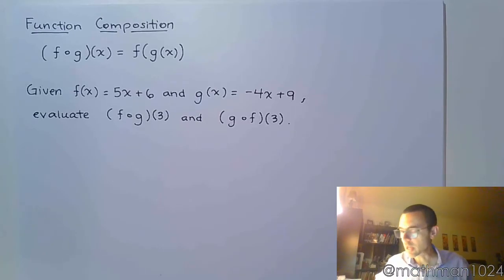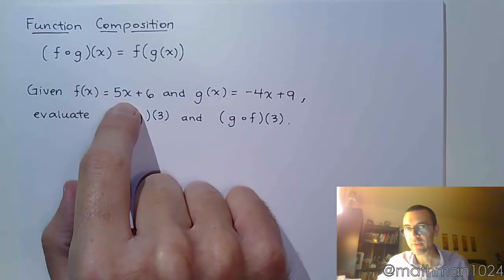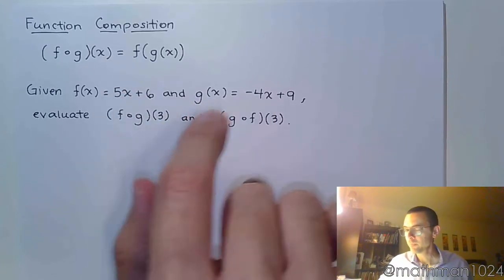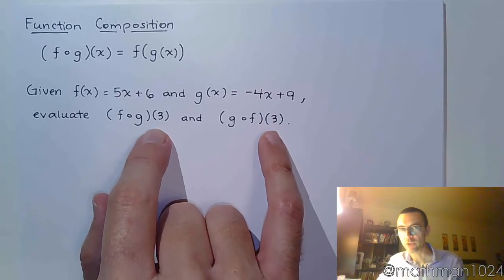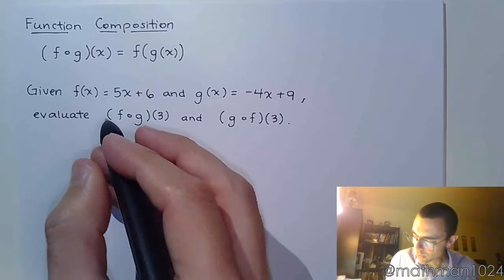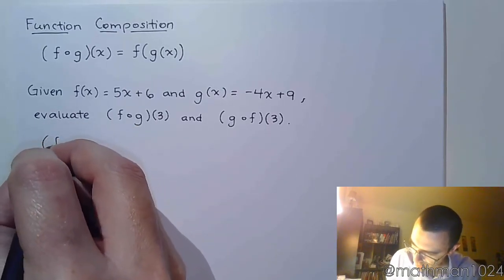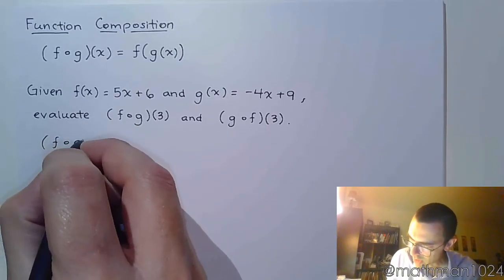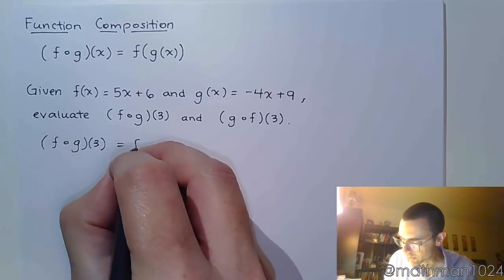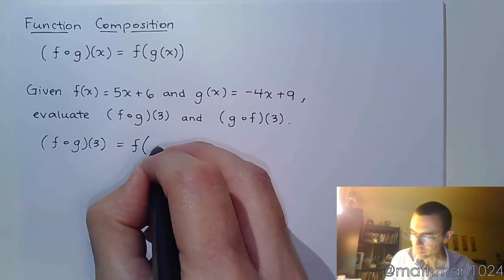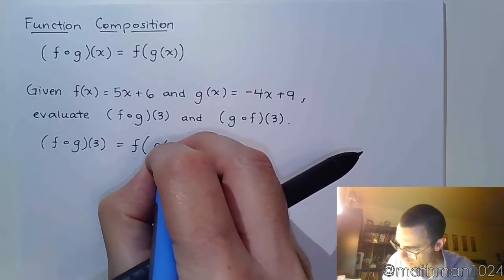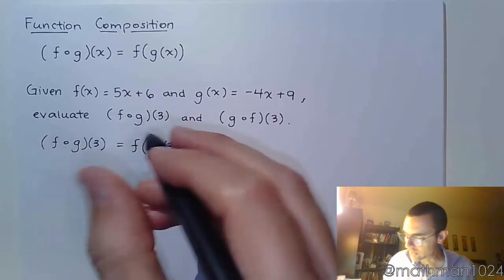And so we have to pay attention to the order here. Let's take a look at this example. f of x equals 5x plus 6, and g of x equals negative 4x plus 9. Both of these are having you evaluate this at 3, but the order is slightly different. Let's start with this one right here. Let's make sure we understand that f of g of 3 means that we're going to find f of, and I like to use my blue for g, so we're going to do g of 3 like this.